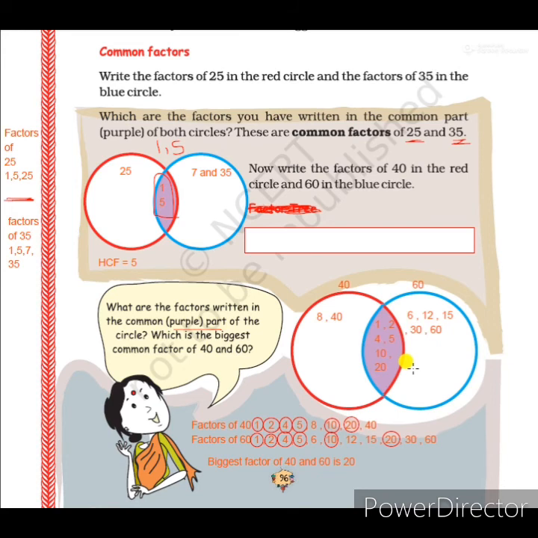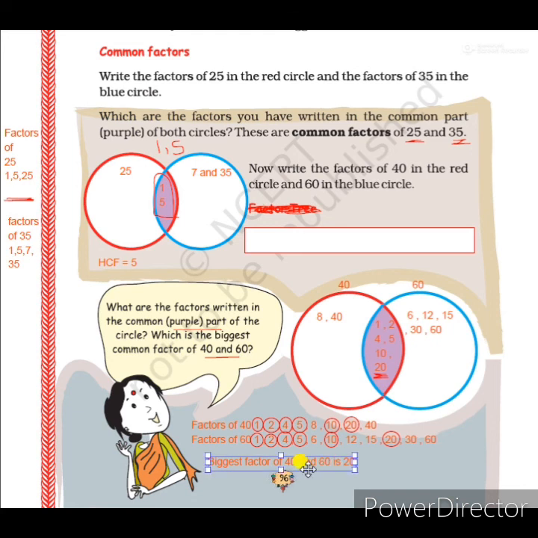Now we are asked which is the biggest common factor of 40 and 60. Students, in the purple part you observe 1, 2, 4, 5, 10 and 20. Which number is the biggest? 20 is the biggest number. So we can write that the biggest common factor of 40 and 60 is 20.